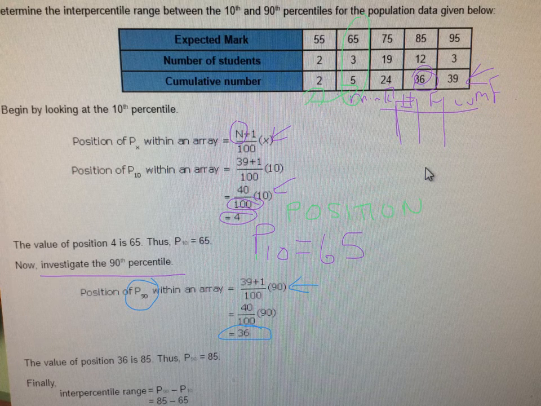So if we count up again, here's 36 right here. This is getting a bit messy, sorry, but is that 35 or 36? That's 36, okay. So if person 36 is in that column, then that's the data we want to pull out for our P90, our 90th percentile. The mark that all the people in that group got was 85. It doesn't matter which person we're looking at, they all got 85 in this case, and that's why P90 is 85.